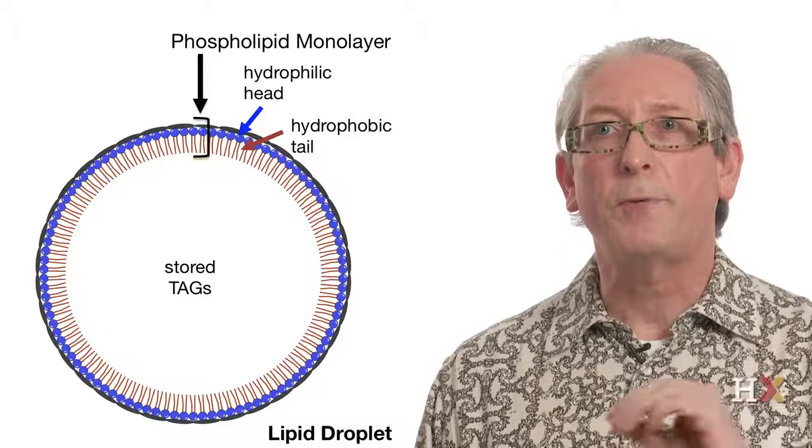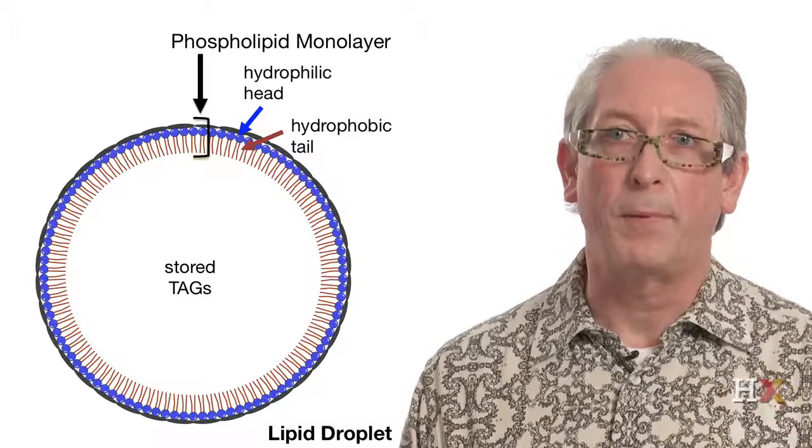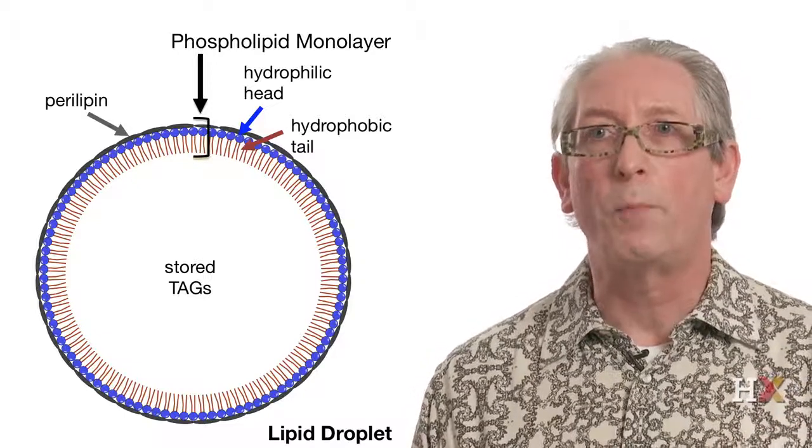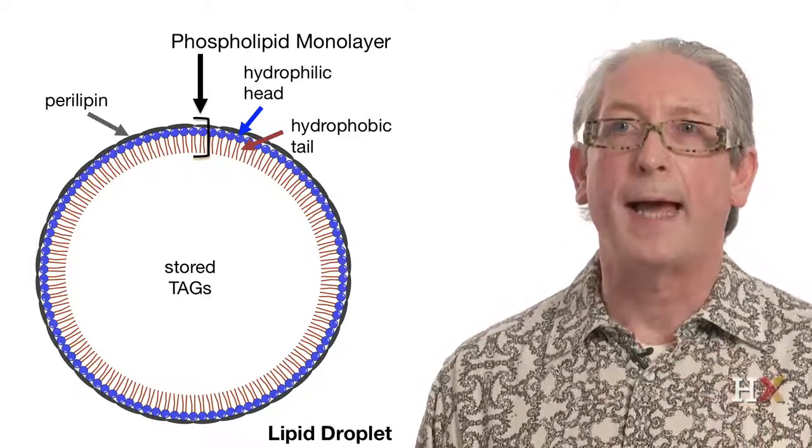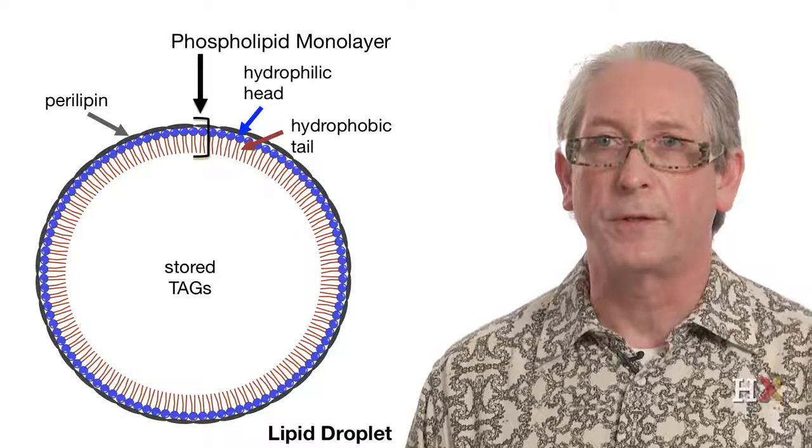Furthermore, some proteins are associated with a lipid droplet. In particular, a protein called perilipin forms a layer at the outer surface of the lipid droplet. How are triacylglycerol molecules mobilized?